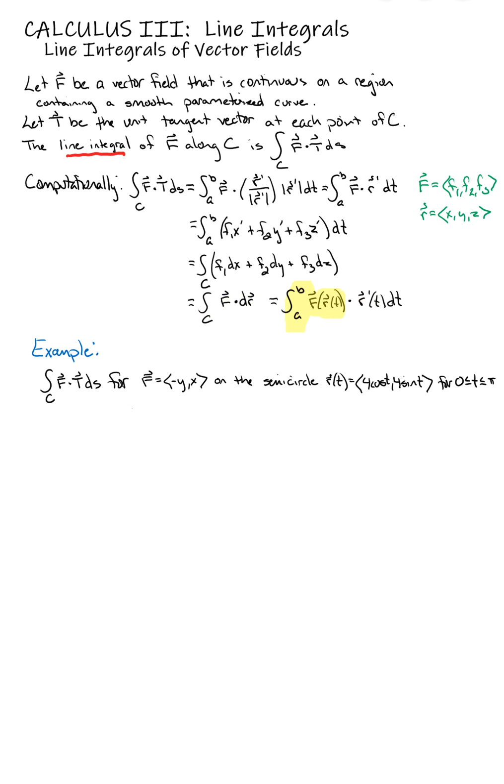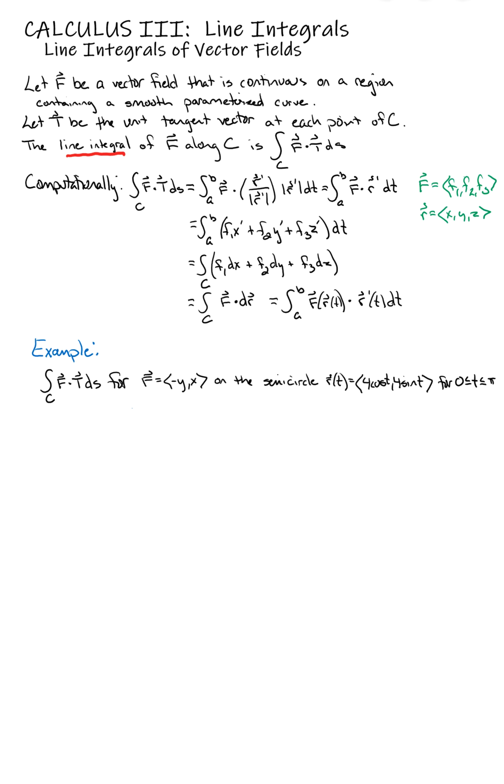So let's try an example here. Let's take a look at the line integral. Again, it's an integral along a curve of f dotted with t for f being the vector field negative y, x, and we're going to look at this along the semicircle r equal to 4 cosine t, 4 sine t, for t going from 0 to pi. Notice that this is a semicircle, so t goes just up to pi, not all the way around to 2 pi.